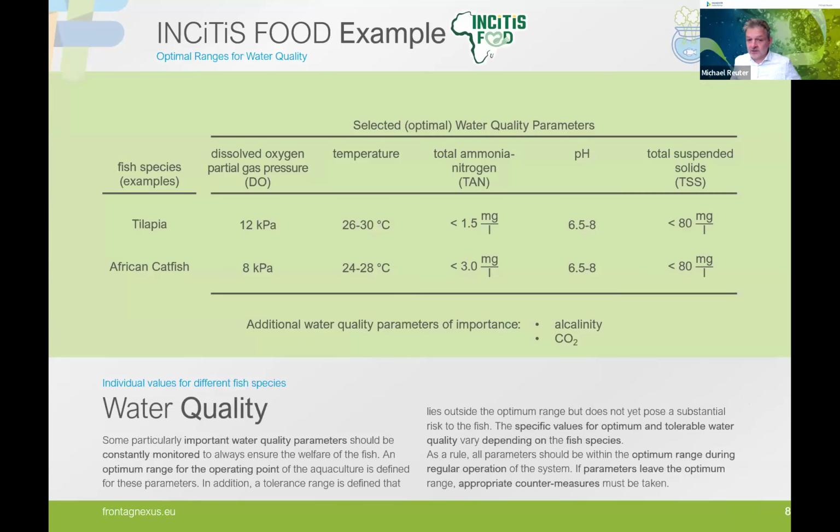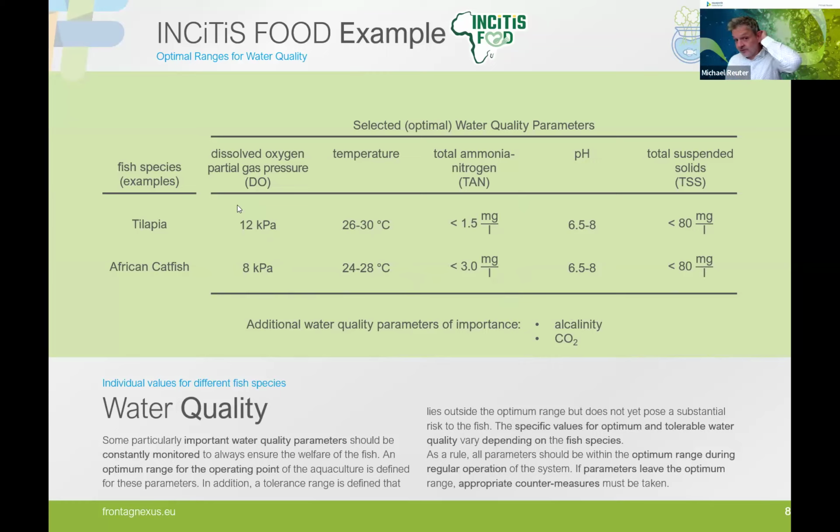If you look at our example that we will use today, or the two fish species that we usually rear in this example system, we have tilapia or African catfish, and here we see some selected water quality parameters that we define for these different fish species. We see that they differ a little bit. The main difference is that catfish is a little bit more robust and can handle a higher total ammonia nitrogen, and also a little bit less oxygen.